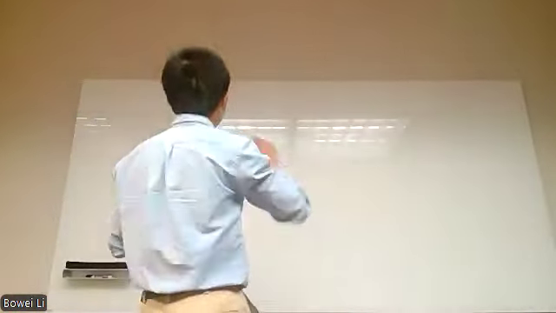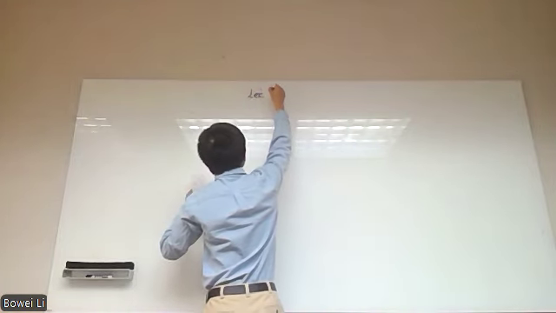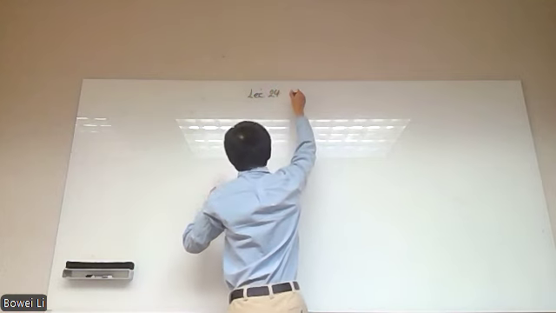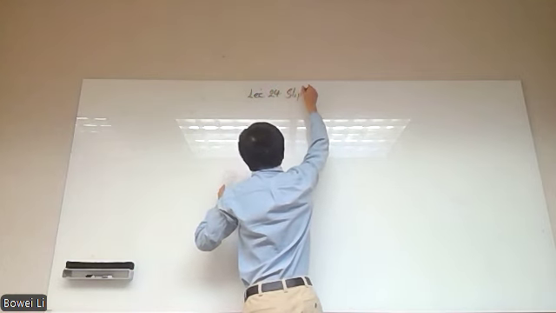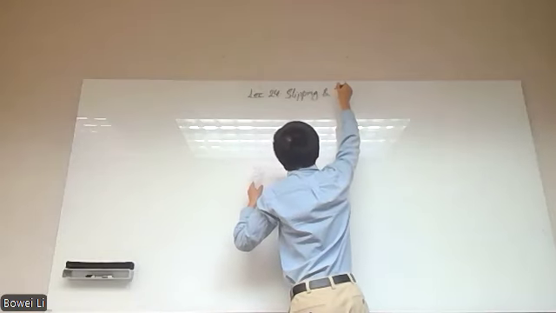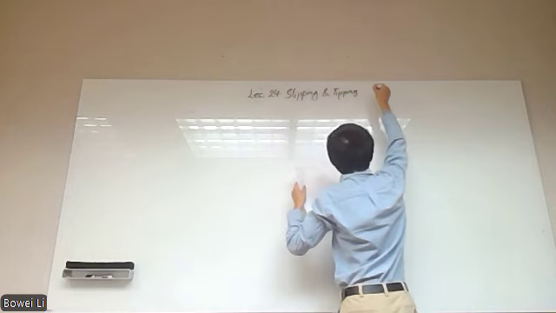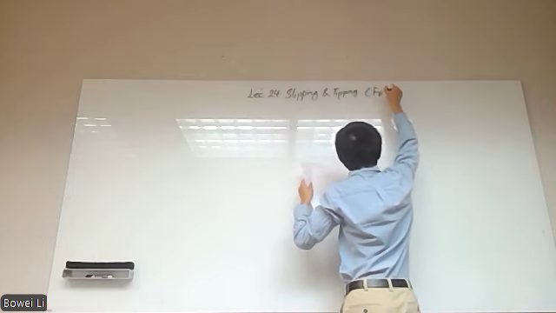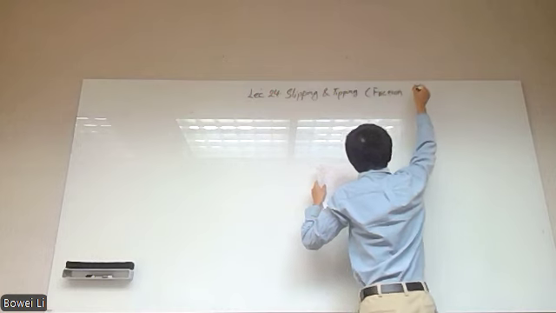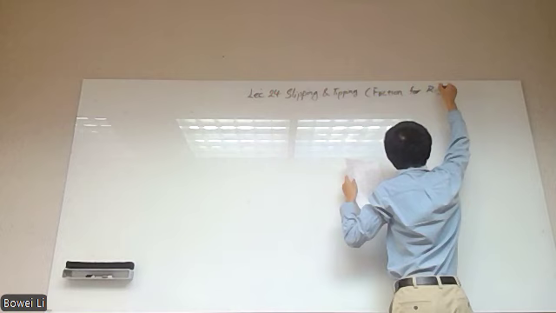So the topic for this class is lecture 24 here: slipping and tipping. In other words, we can see that it is friction for general rigid bodies.